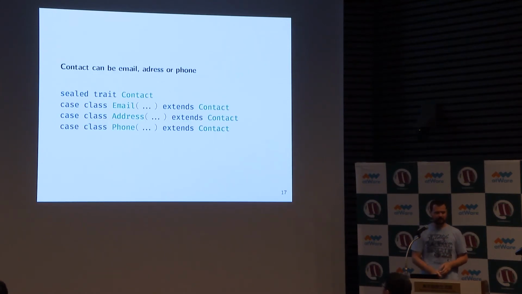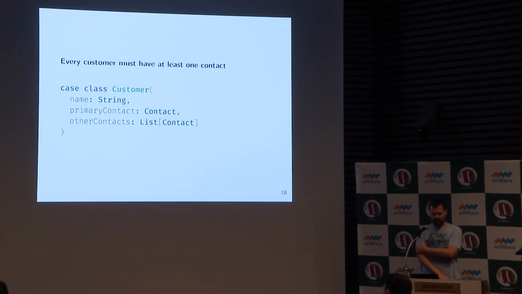Let's start with the contact. It's a very simple coproduct with three variants, email, address, phone, something everybody knows. Now, we need to express somehow that the customer has at least one contact. We can do it in this way, where we add a field primary contact, which is of type contact, that must always be provided. And in case the customer gives us more contacts, we can also add an additional list that can be empty. So if the list is empty, we have at least this one contact.